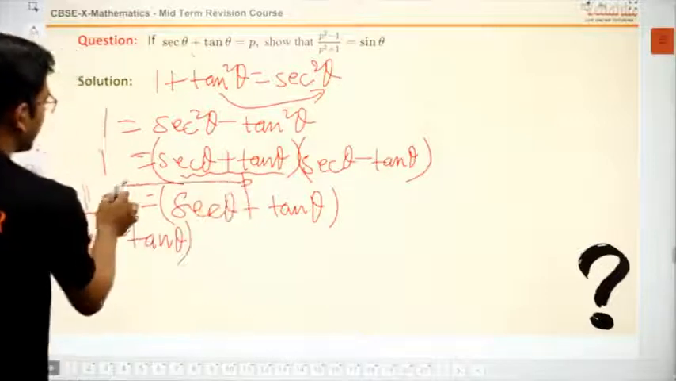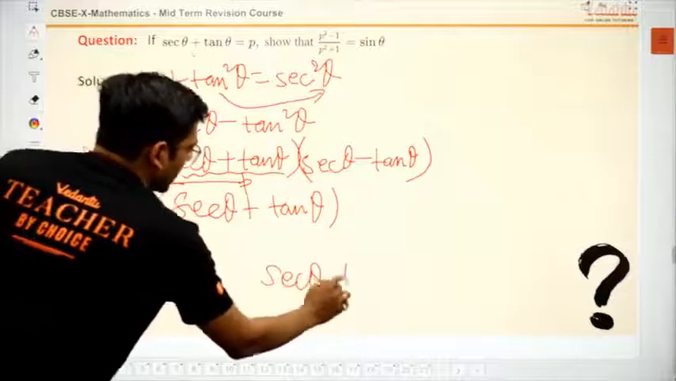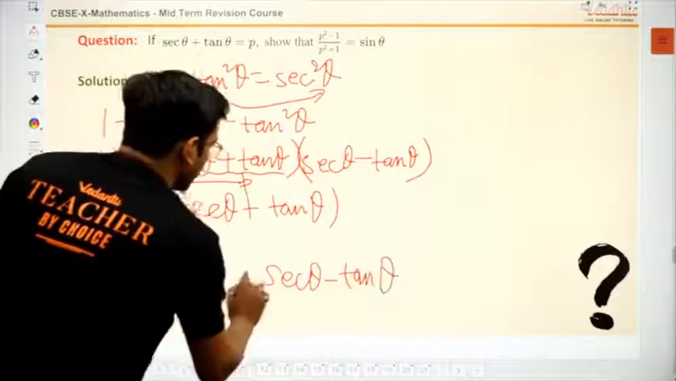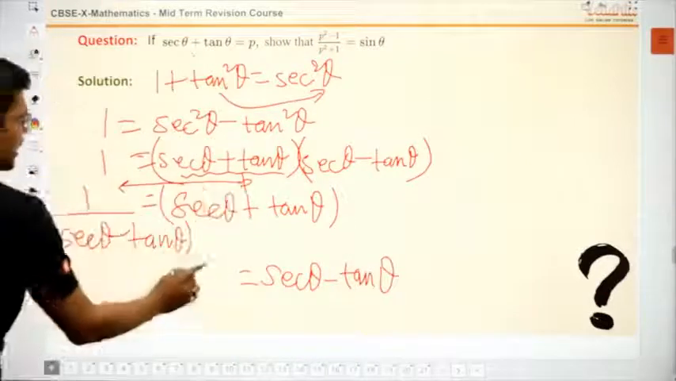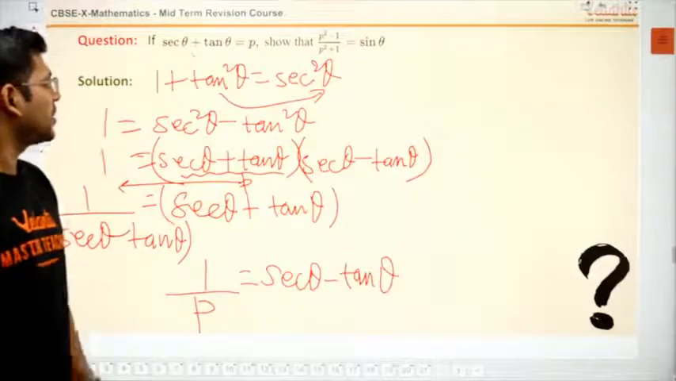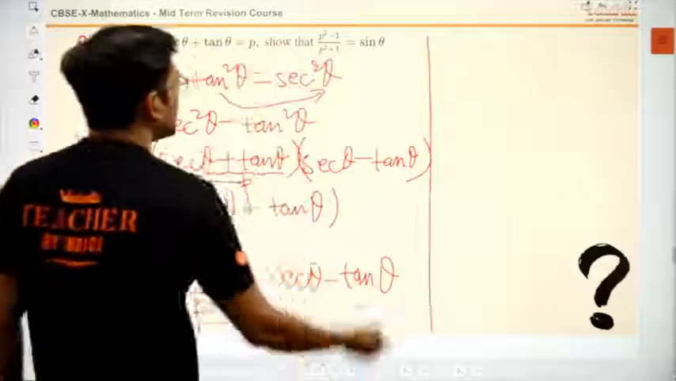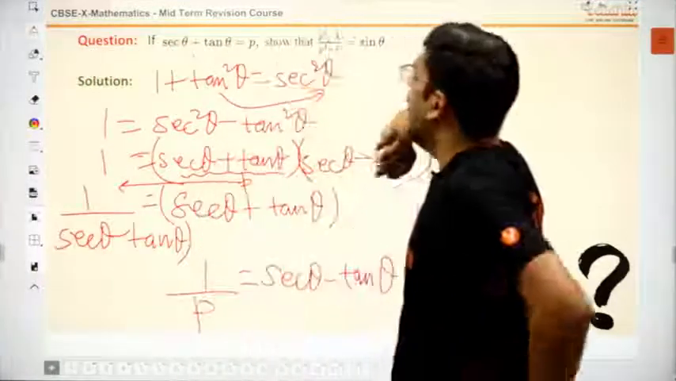So if I send this p downwards here, sec theta minus tan theta is equal to... this p has gone down into the denominator. Sec theta minus tan theta has the value of 1 by p. Now, so easy question, no? So easy. I'll show you how.